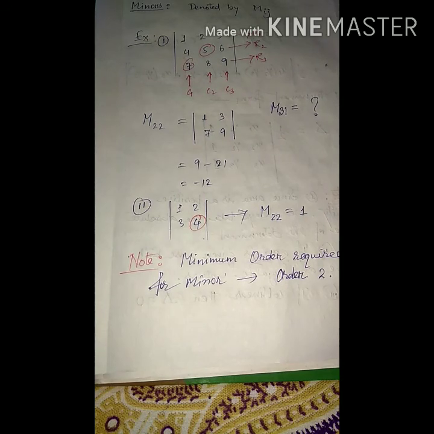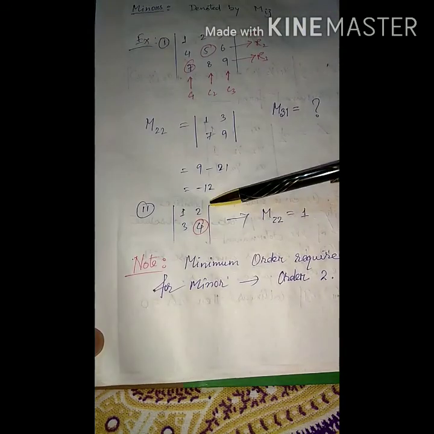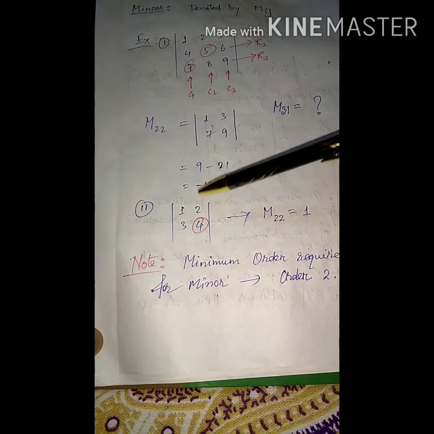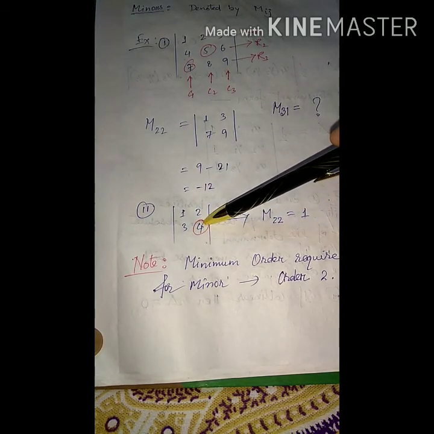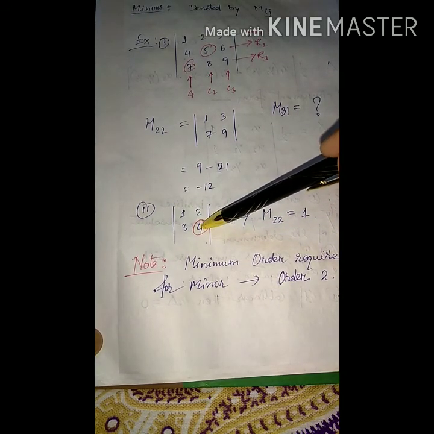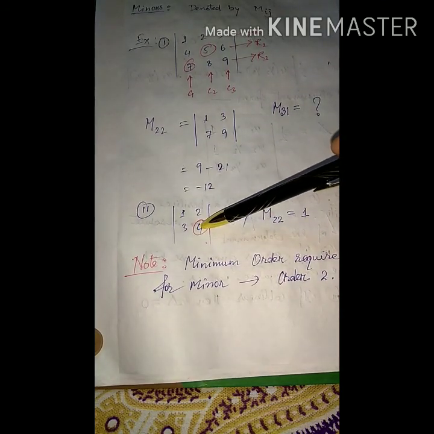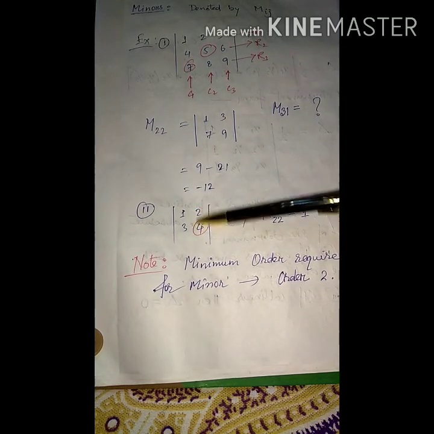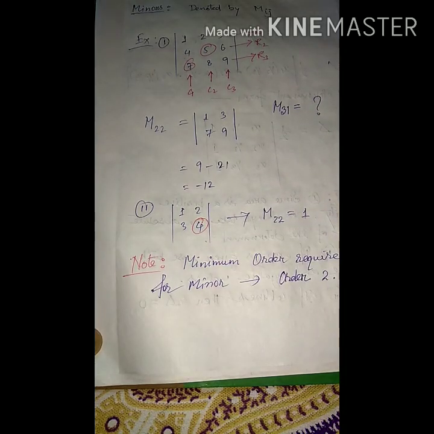So this one was for 3 by 3. Now let's consider a 2 by 2 determinant. This is the example: 1 2 3 4. If anyone asks you to find the minor of 4, what is the position of this 4? Second row, second column, so that's M22. With respect to this 4, we eliminate the second row and the second column. So what will remain? Only 1. So the answer is 1. Is it clear?